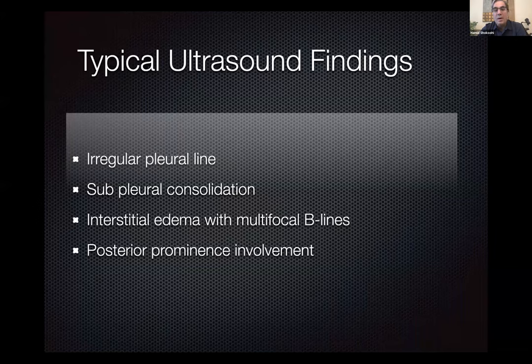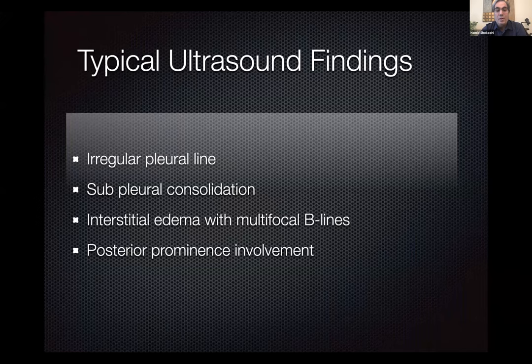So in terms of the typical, those are the ones that we are talking about. Irregular pleural line, I'm trying not to use the term thickened because this is not a thickening basically. From pathophysiology, this is the reverberation and this is the actual change of the picture, not the thickening of the pleura. So I try to avoid that term and not use it.